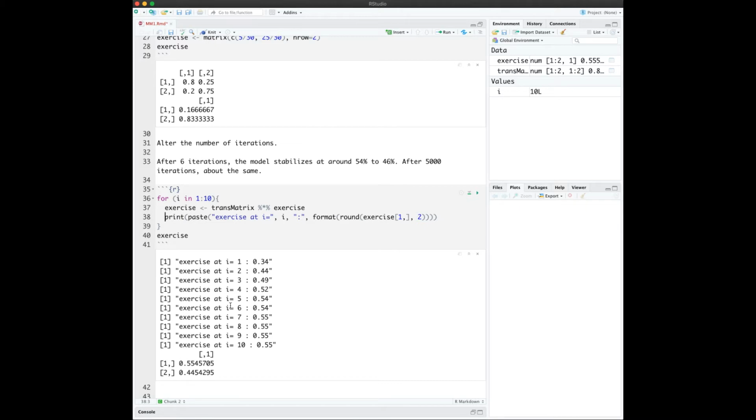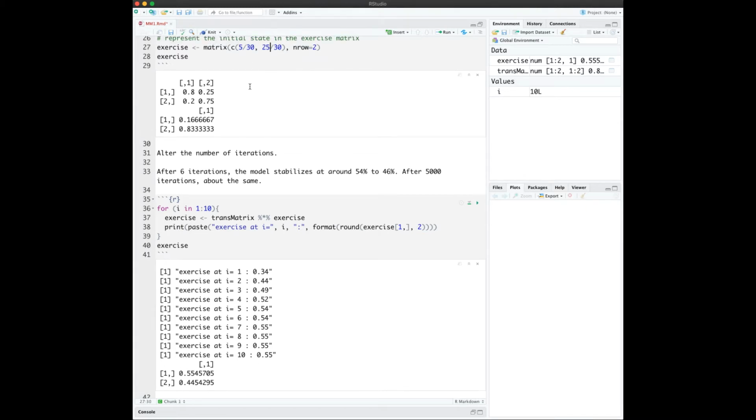And you can see after about 5 or 6 iterations, the model stabilizes. That happens sometimes in Markov models. And even if we run this for 5,000 times, it will still be at about 55% exercise and 45% not exercise. It will change very slightly at each iteration, but it has stabilized at these values. And it may seem counterintuitive, but it doesn't matter what our initial states are. It will still converge at the same probabilities.